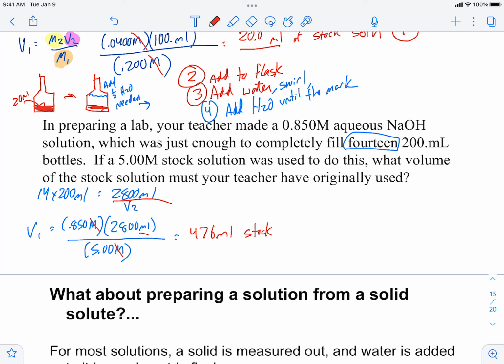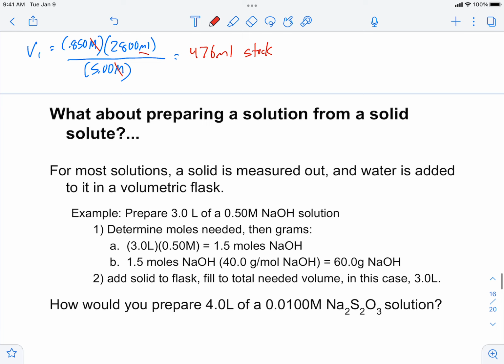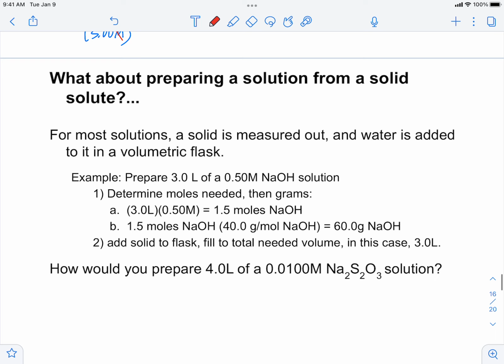Okay, so when we have concentrated solutions, this is how we figure out how we're going to dilute it. That's one way to make a solution. The other way to make a solution is if we have a solid. If you have a solid, it's a similar idea. The only difference is what you start with is not a solution. You've got to figure out how many grams you have. So let's say that I want to make 3 liters of 0.5 molar sodium hydroxide.